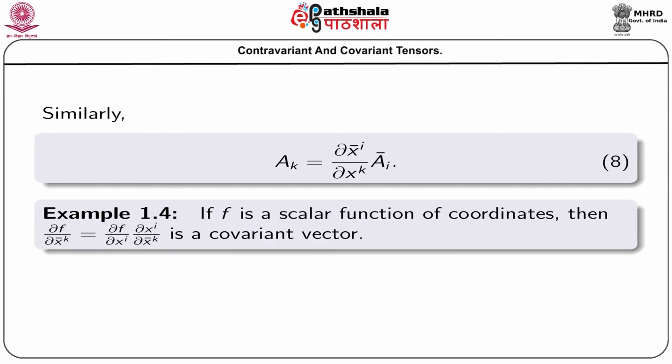For example, if f is a scalar function of coordinates, then the partial derivative ∂f/∂x bar k can be written as ∂f/∂x^i times ∂x^i/∂x bar k, which follows the transformation law for a covariant vector. So, the partial derivative of a function is a covariant vector.